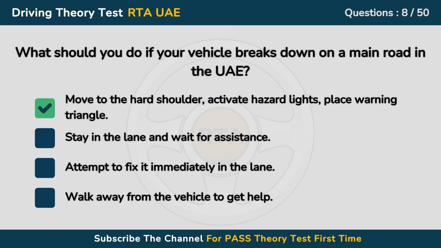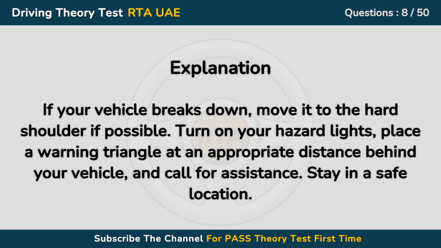Answer is A. Move to the hard shoulder, activate hazard lights, place warning triangle. If your vehicle breaks down, move it to the hard shoulder if possible. Turn on your hazard lights, place a warning triangle at an appropriate distance behind your vehicle, and call for assistance. Stay in a safe location.